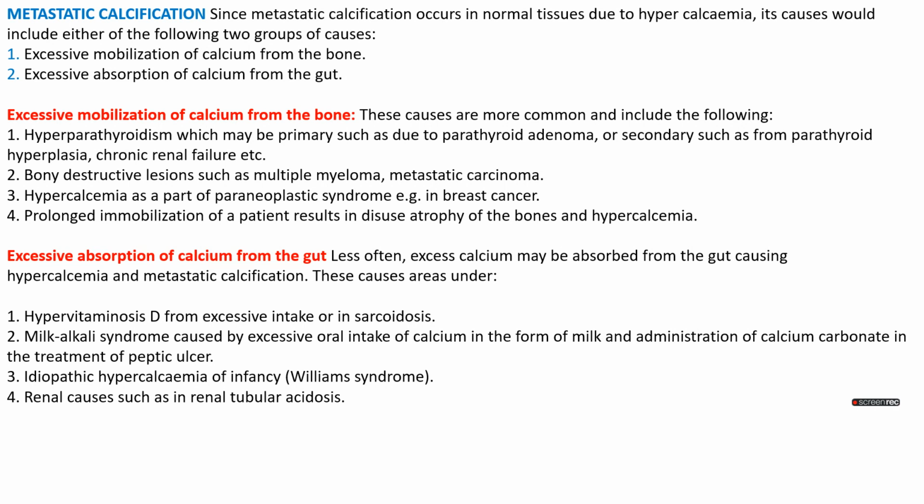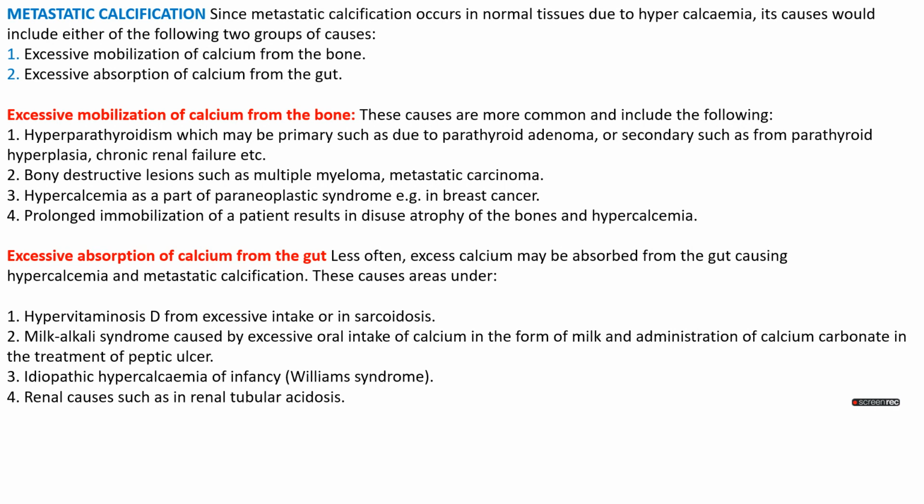Less often, excess calcium may be absorbed from the gut, causing hypercalcemia and metastatic calcification. This occurs in hypervitaminosis D, that means excessive intake of vitamin D, or sarcoidosis. Milk alkali syndrome is caused by excessive oral intake of calcium in the form of milk, and also administration of calcium carbonate in the treatment of peptic ulcer. Idiopathic hypercalcemia of infancy: in infants, idiopathic means the etiology is unknown.